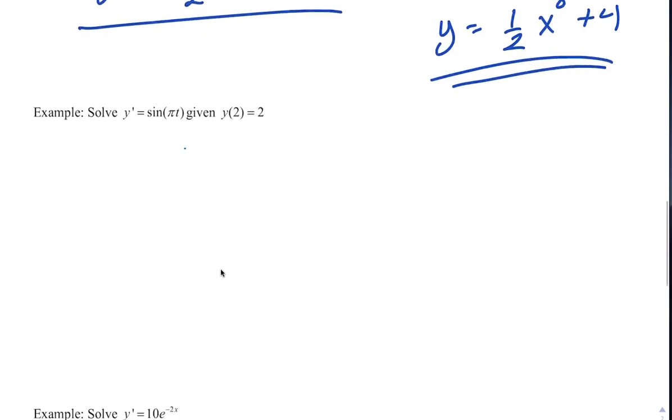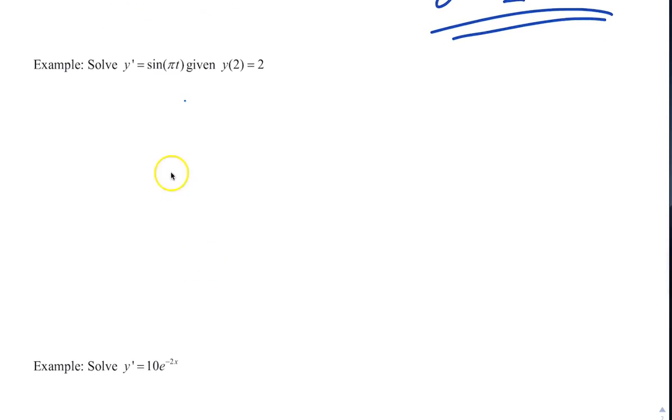So this is the next one. Now notice the next one's written a little differently, right? It's y prime equals sine pi t, given y of 2 equals 2. So I have another initial condition. I'm going to rewrite this for the sake of us so you can see what's going on. Remember, y prime is the same thing as saying dy dx.